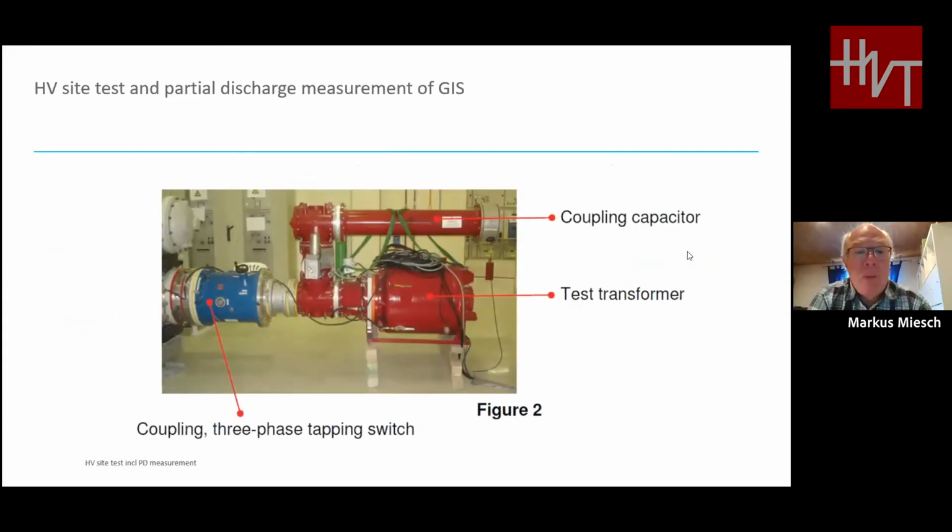Here an example of such an installation. In red color, you can see the test transformer. This is a conventional test transformer in this case. On top here, the coupling capacitor, all connected to the GIS. This is a 3-phase encapsulated switchgear. Therefore, we have here a three-phase tapping switch to connect one phase, one by one of the phases, while the other two phases are internally grounded.